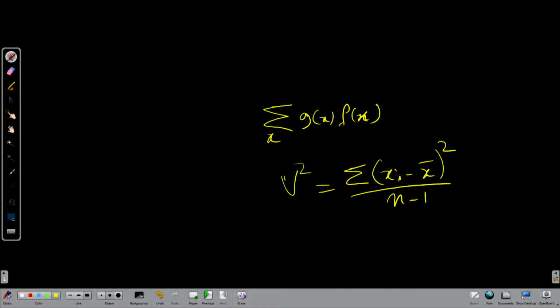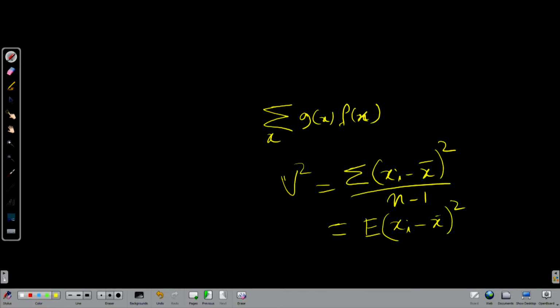Now, can I not write it this way? This is nothing but a mean, isn't it? When I am dividing by n minus 1, I am just finding the mean of all these values. All the values I get, I just divide by the total number of values. So I can write this as the mean of (xi minus x bar) whole square.